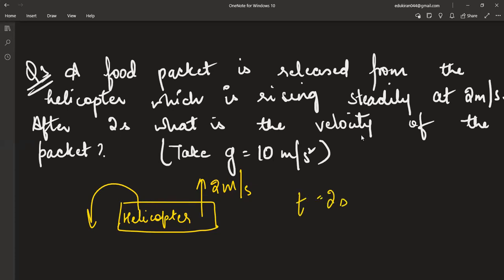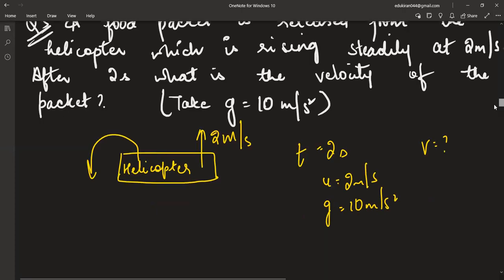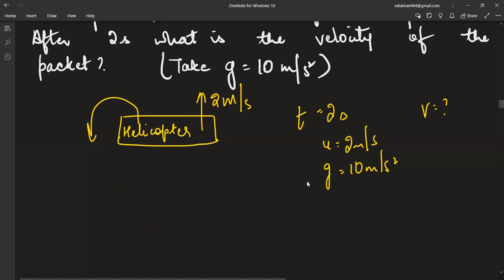After t is equal to 2 seconds, what is the velocity? This we will find out. So see, time is given. Initial velocity 2 meters per second is given. Acceleration due to gravity: see, it has said to take g as 10 meters per second square. So now we'll take g as 10 meters per second square. What is missing? v is missing. So v is equal to u plus at, where a is the acceleration due to gravity.